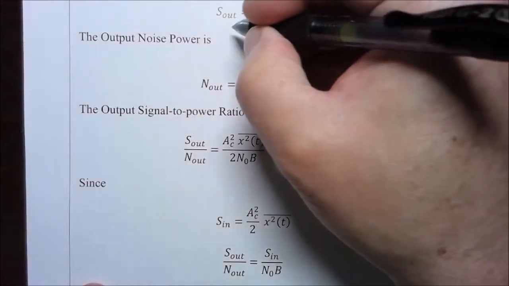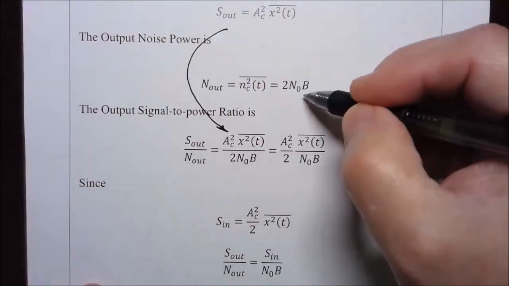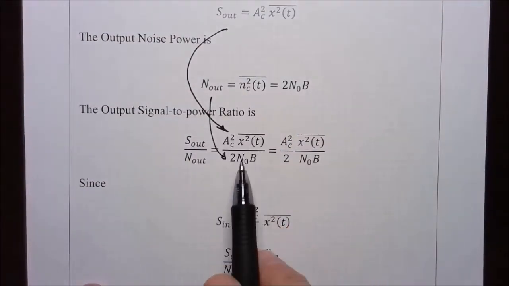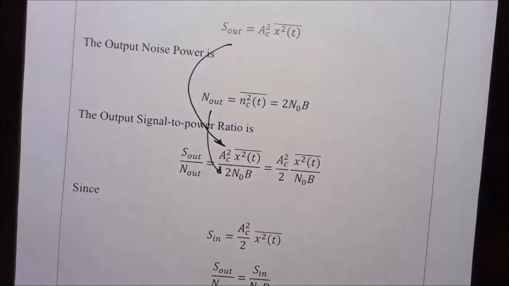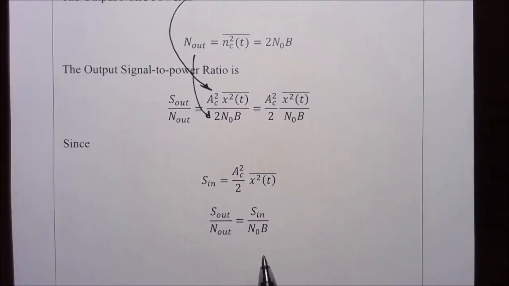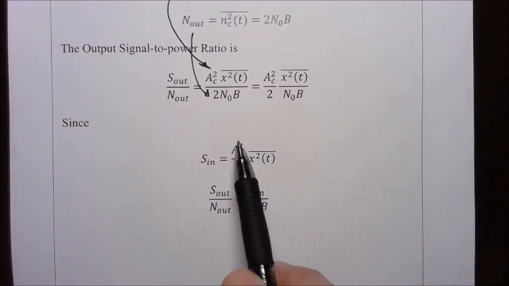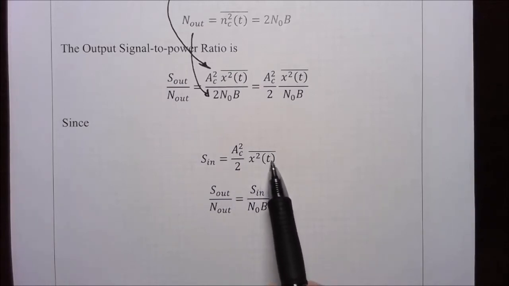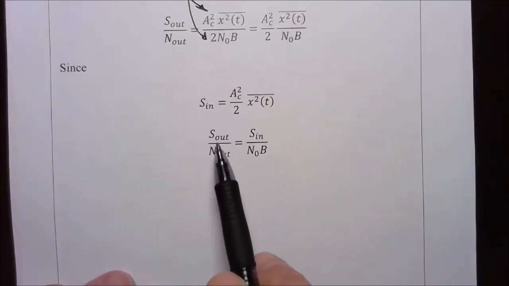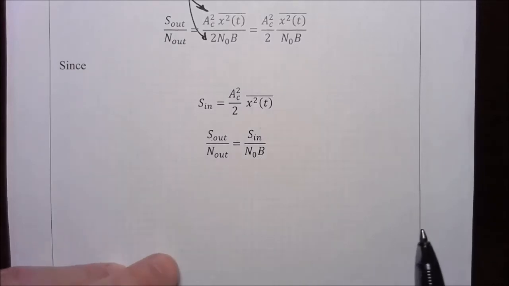Now we're using this signal power in the top of the fraction, and we use this expression for the noise power in the bottom of the fraction, and this forms an expression for the signal to noise ratio. So that's AC squared over 2 x squared time averaged divided by n naught b. Now we've looked at the signal power. That was AC squared over 2 times x squared time average. That's this portion of this fraction for the signal to noise ratio. So we can write that the signal to noise ratio at the output is equal to the signal power at the input divided by n naught b.